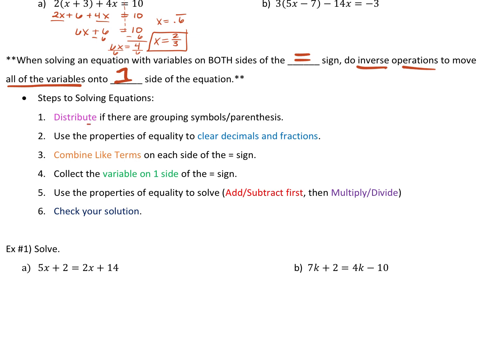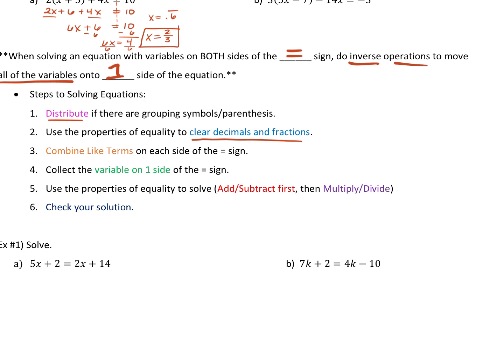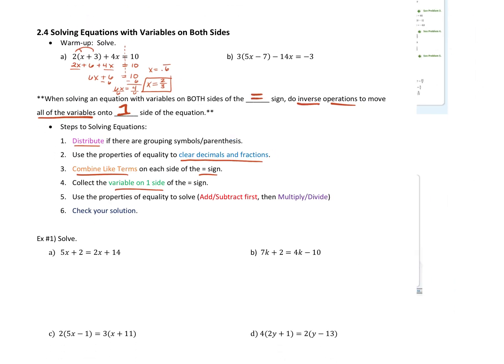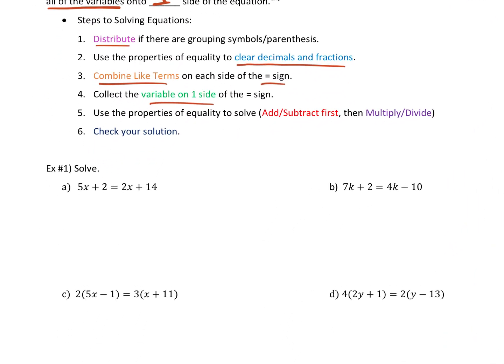First thing, you're gonna distribute if there are parentheses, brackets, something that you could distribute with. Then we're gonna get rid of all of our decimals and fractions so that it's nicer to work with. Then we'll combine like terms on one side of the equal sign. Then we'll move our variable over to one side, okay? So it's not your first move necessarily. There's some things you can do to simplify, and then you can move all your variables to one side, okay? And then from there, it's reverse PEMDAS again. So are you ready to try this out?